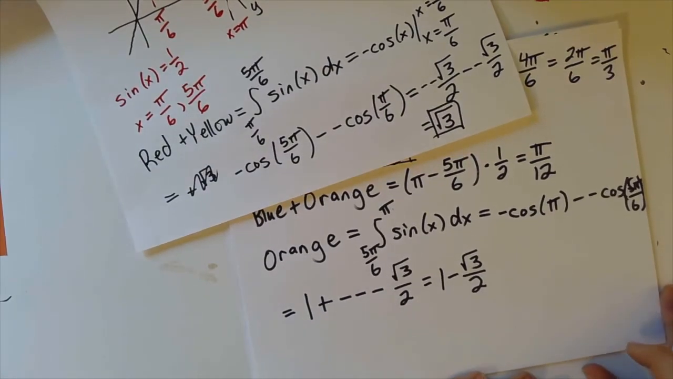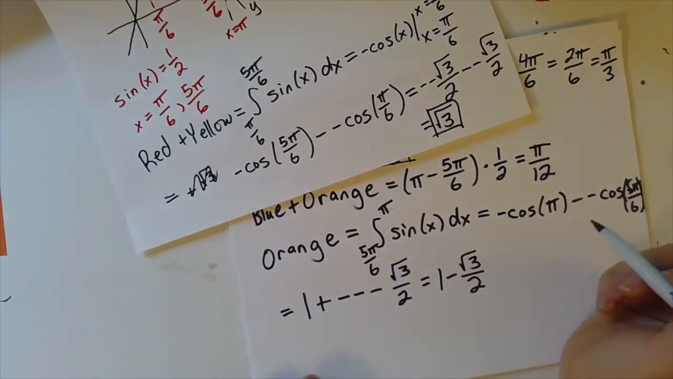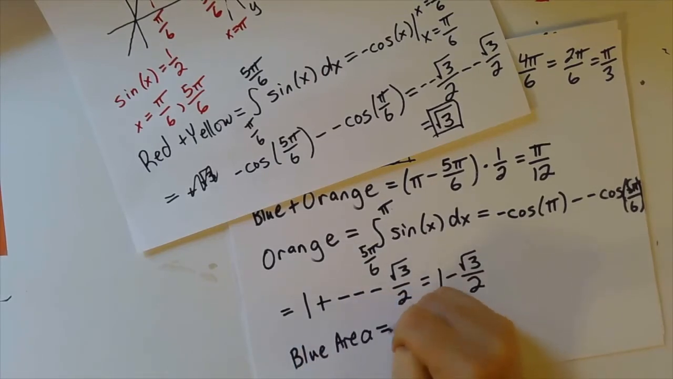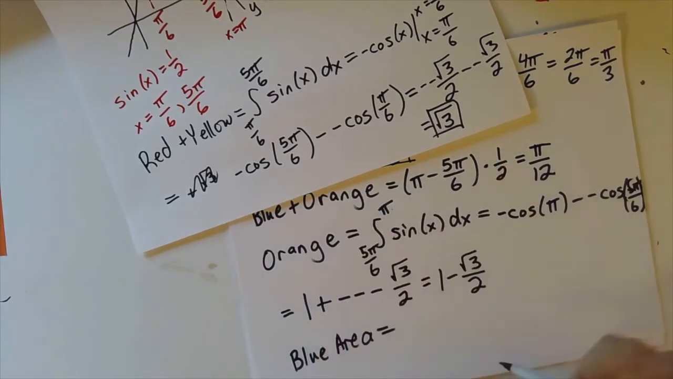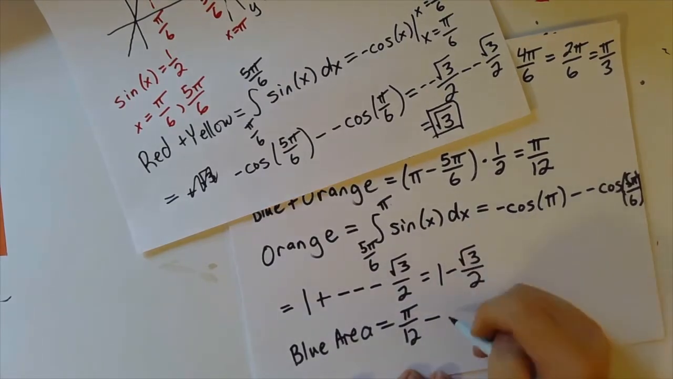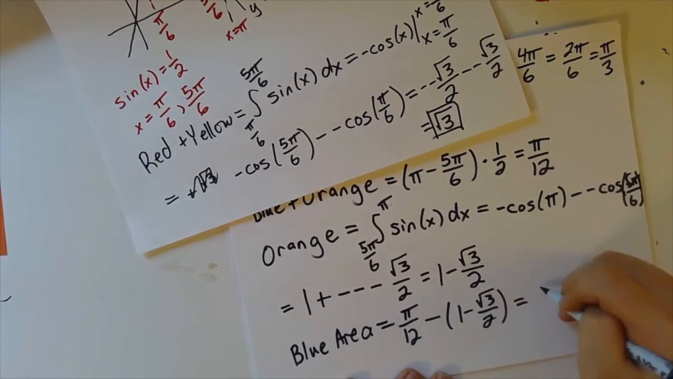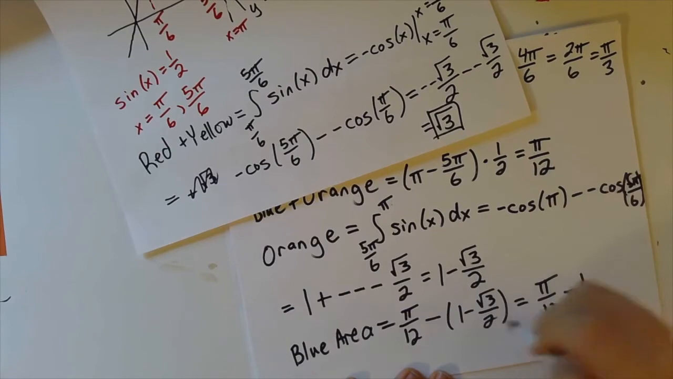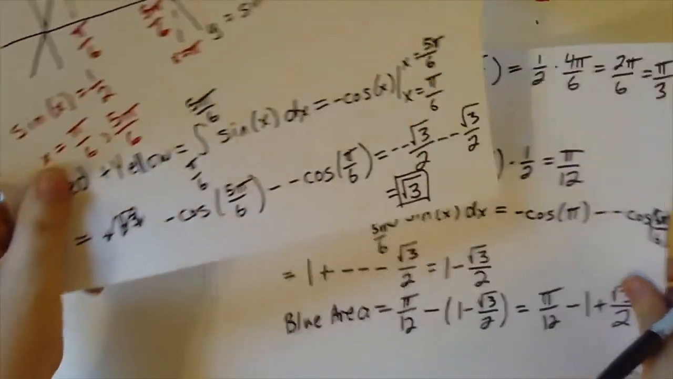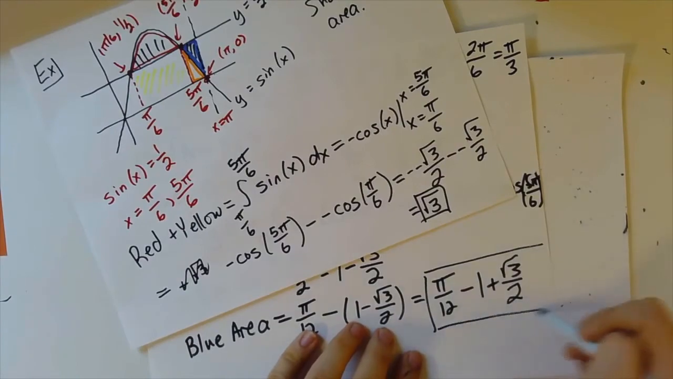Okay. So now that lets me figure out the blue area, which is the thing I needed. So the blue area is the blue plus orange area, which is pi over 12, minus the orange area, which is 1 minus root 3 over 2. Okay, and so this is going to work out to be pi over 12 minus 1 plus root 3 over 2.